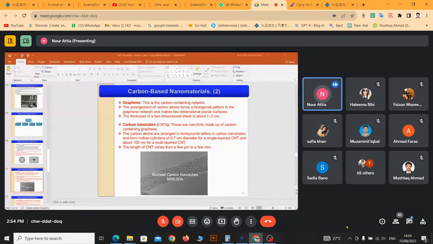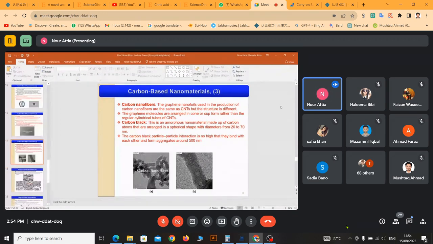So this is graphene. The thickness of the single layer graphene sheet is from 0.3 to 1 nanometer. This is theoretical, but in reality, from 1 to 2 nanometers. We have carbon nanotubes, and I already talked about carbon nanotubes, so I don't need to talk more about them. And this is carbon nanofiber. Actually, carbon nanofiber is easier to prepare. If you have a polyaniline nanofiber and you carbonize it under an inert atmosphere, then you will get carbon nanofiber. It's very easy.